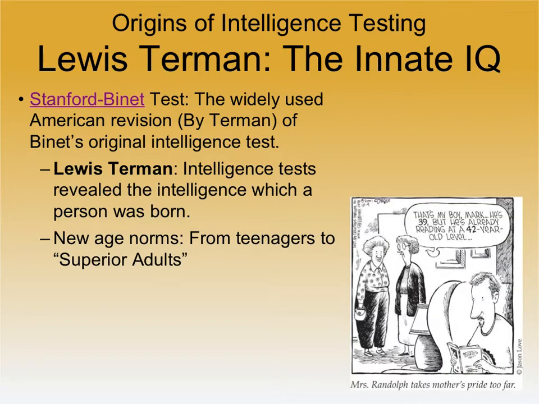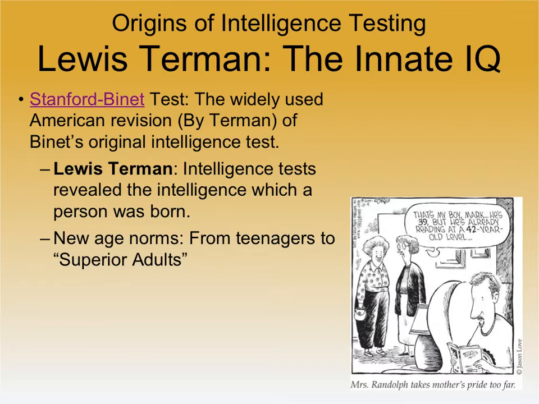So you may have heard of the Stanford-Binet test. Stanford, named after the university in Stanford, California, and Binet, named after the original test. This is the American revision of Binet's original intelligence test. Louis Terman was the American at Stanford University who adapted the test for America, but he had very different motives. He was not trying to help people. He was not trying to figure out who needed special education. He was trying to figure out who was naturally dumb, naturally unintelligent.